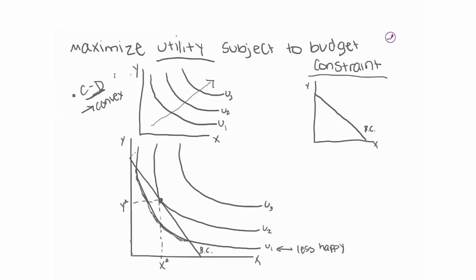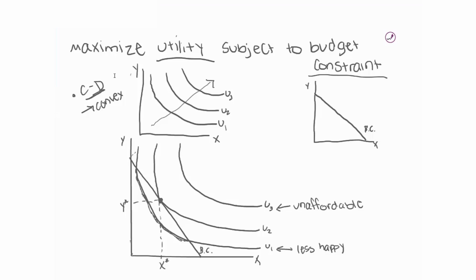Now, if we look at U3, what's going to be the problem with this one? Well, they're obviously going to be happier, right? Because they're on a higher indifference curve. But we can see that at this point, they're further out than the budget constraint. So everything now is going to be unaffordable. So at U3, they're happier, but it's now unaffordable.